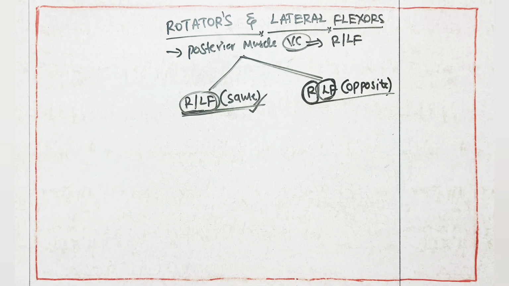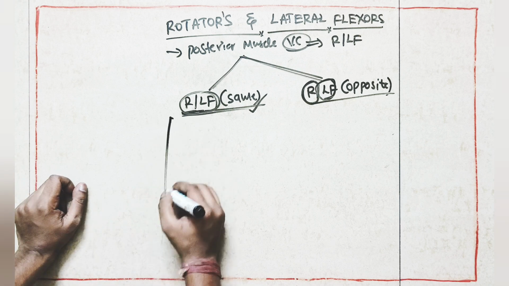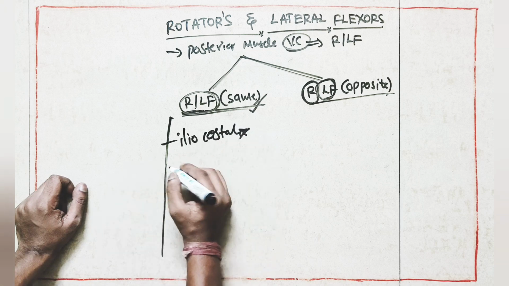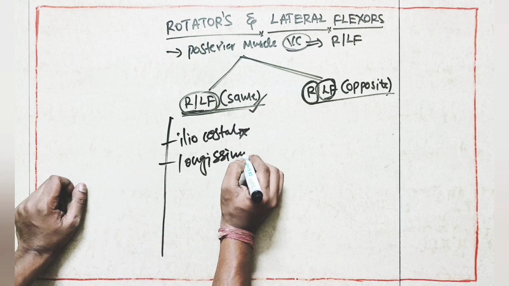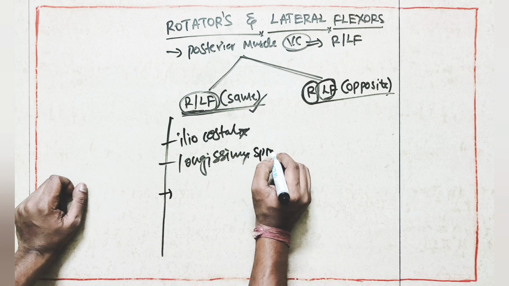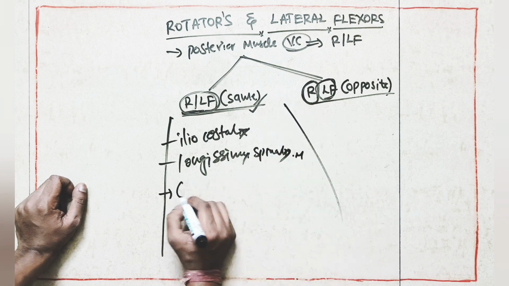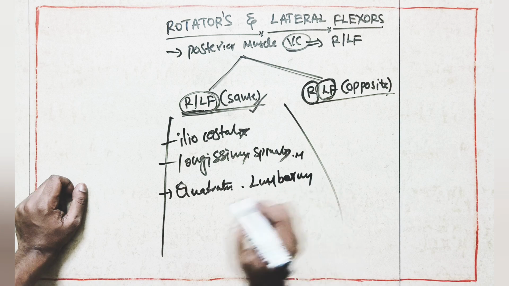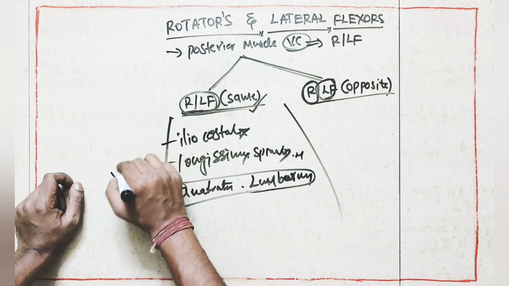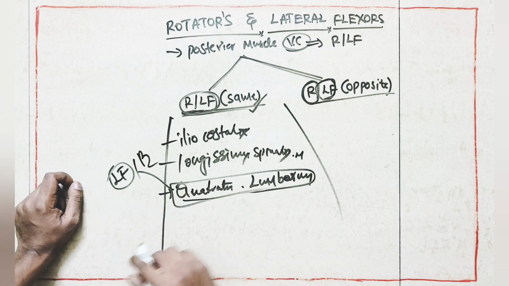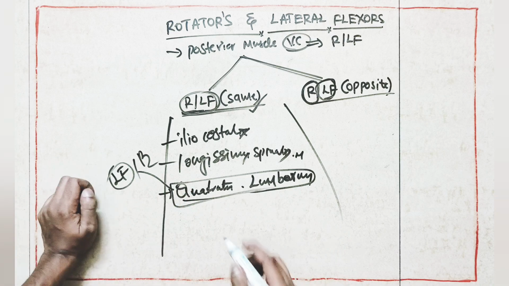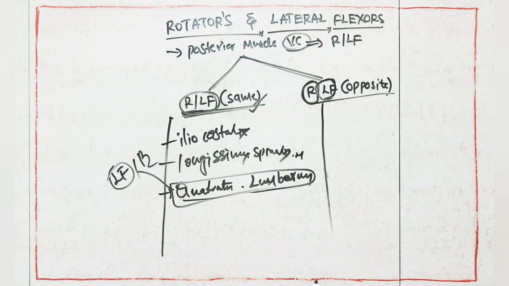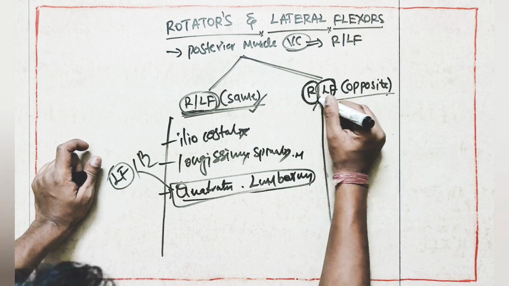The muscles for rotation and lateral flexion of the same side, I will write the names. Those muscles are iliocostalis, this is one muscle, second longissimus, third spinalis, and one more muscle, quadratus lumborum. This is a posterior abdominal wall muscle. We know the main function of this muscle is lateral flexion and rotation. So these are the most common muscles which produce same side lateral flexion and rotation. Now we'll see the muscles which produce opposite side rotation and lateral flexion movements.